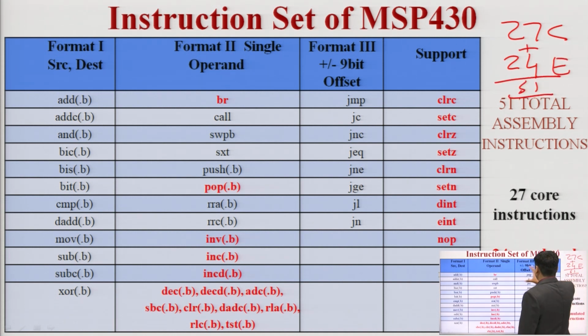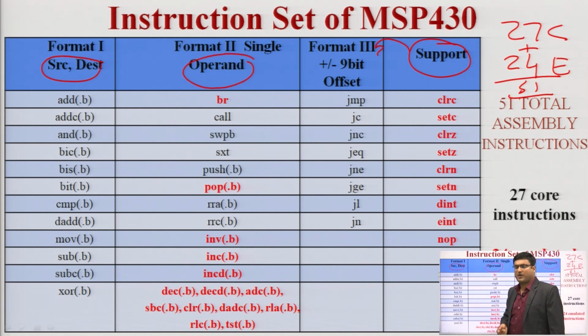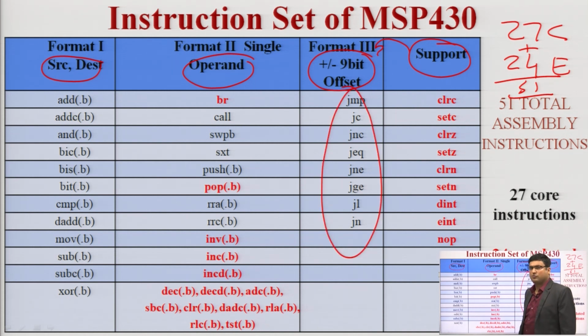Okay. So this is the instruction distribution, and all the instructions are categorized into basically three formats. This is the additional format available to support all these formats. Format 1 means 2 operands are available. Format 2 means only one operand is available, either as a source or destination. Format 3 is plus or minus a 9-bit offset. Offsets are basically used to control the execution of the program.